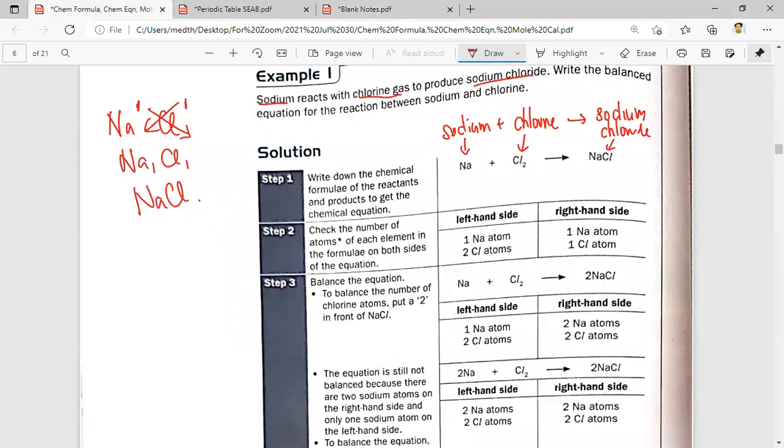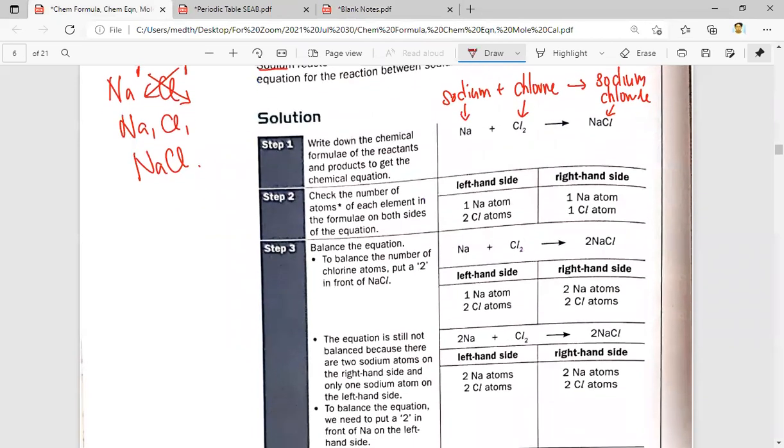Once you get a chemical equation, it is not done yet, you need to balance it. Based on this chemical formula, I draw this dotted line to show the reactants and the products. Reactant side, I have 1 sodium atom and 2 chlorine atoms. On the right hand side, I have 1 sodium atom and 1 chlorine atom. Obviously chlorine is not balanced, so I definitely need to take 2 times of this chlorine.